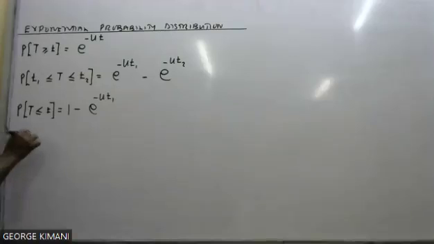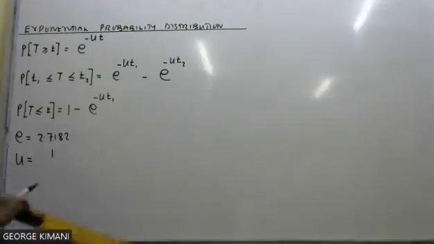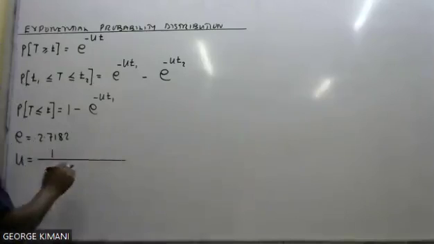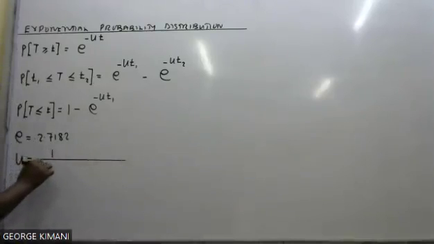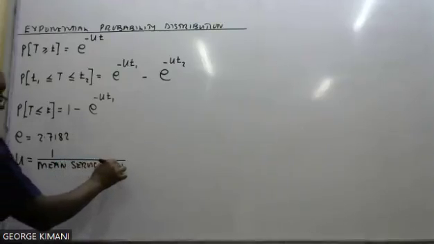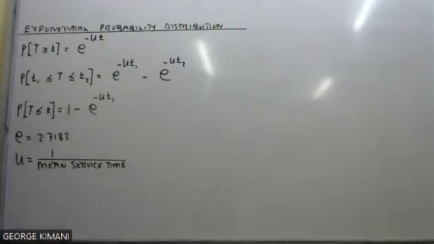And remember, e is 2.7182 and U is equal to 1 out of mean service time. So that is what we call exponential distribution.